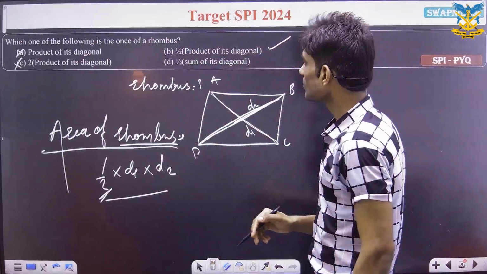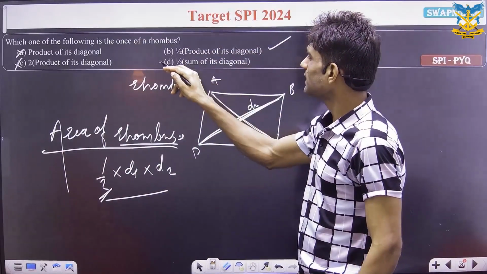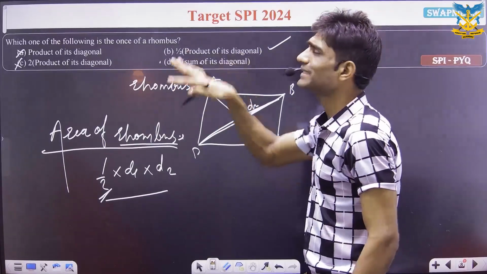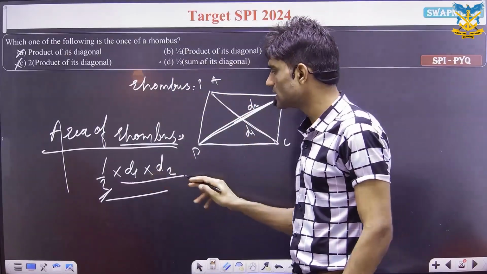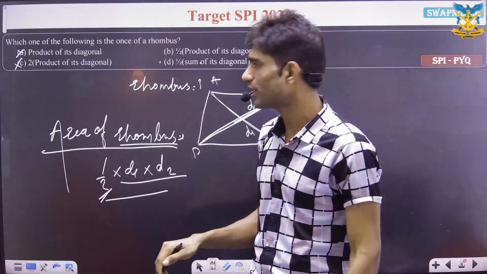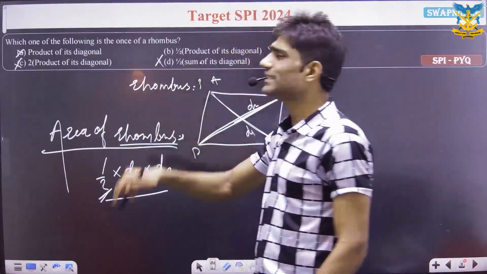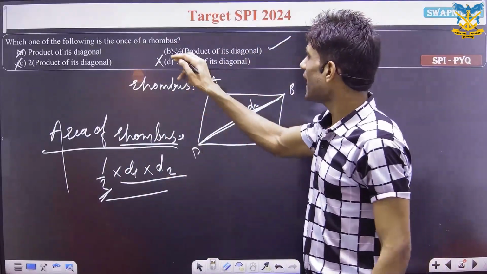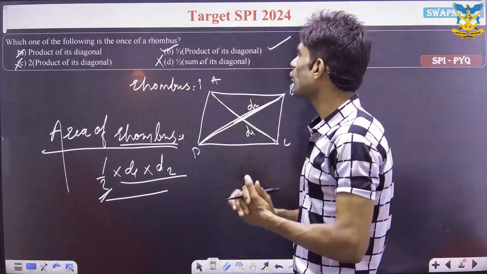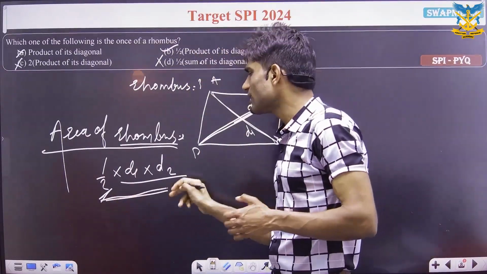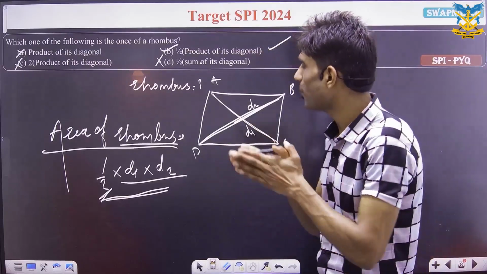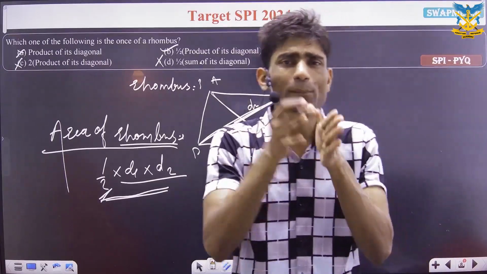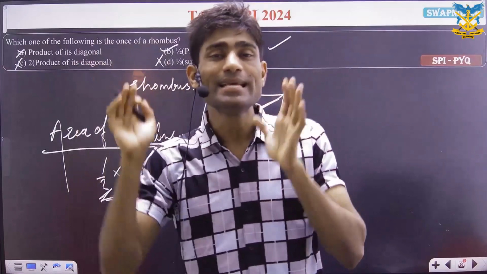Now the fourth option says 1/2 into the sum of its diagonals, but it is not a sum; in actual we have multiplication. So the fourth option is discarded. Now we have the option 1/2 into the product of its diagonals, which is the correct option here. The area of a rhombus is 1/2 into the first diagonal multiplied by the second diagonal.